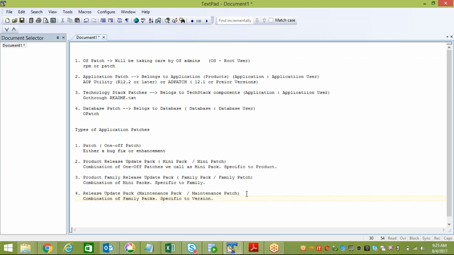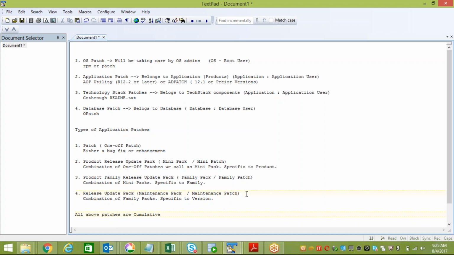It is specific to version, basically. For example, for 12.2.1 to 12.2.2 you have to use the maintenance pack, and for 12.2.2 to 12.2.5 you have to apply the maintenance pack. And you have to remember one point here: all the above patches are cumulative.